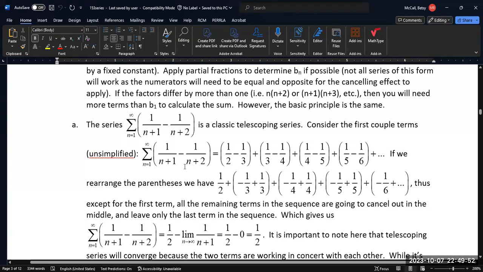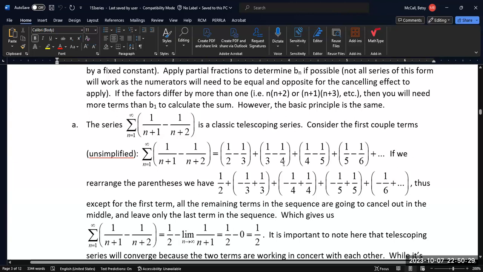If I start with n equals 2, then I'm going to get 1/3 and 1/4. And then if I plug in n equals 3, I'm going to get 1/4 and 1/5. And then if n equals 4, I'm going to get 1/5 and 1/6, and so on. If you move the parentheses around and start regrouping things, the negative 1/3 from the first n equals 1 is going to cancel with the positive 1/3 from when n equals 2 from the first fraction.